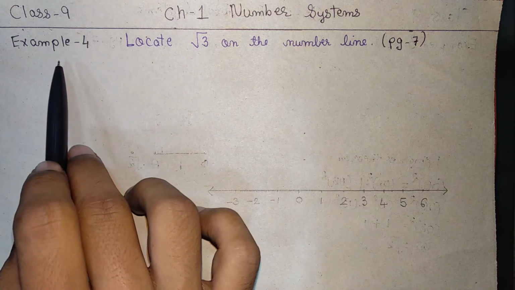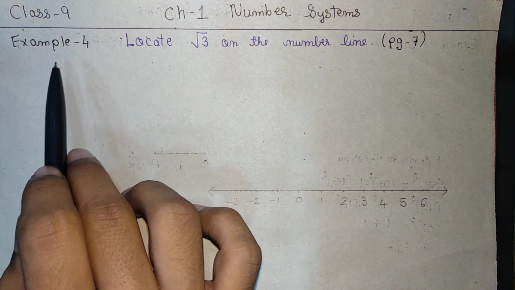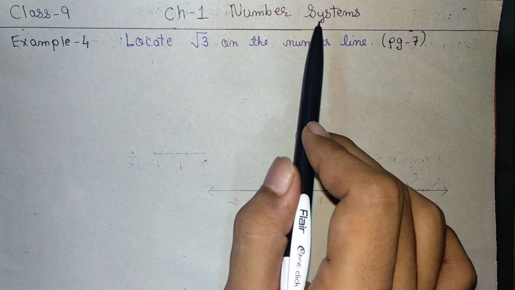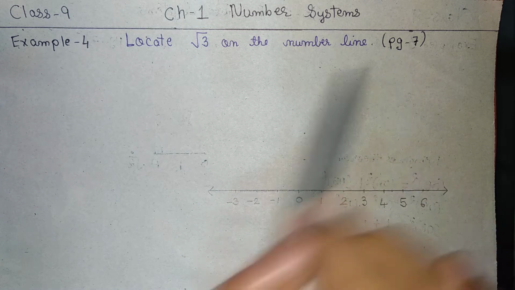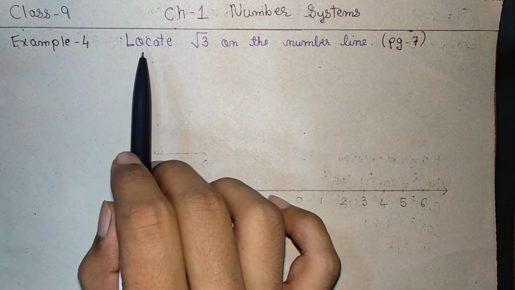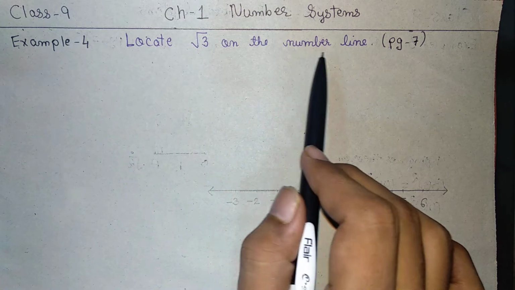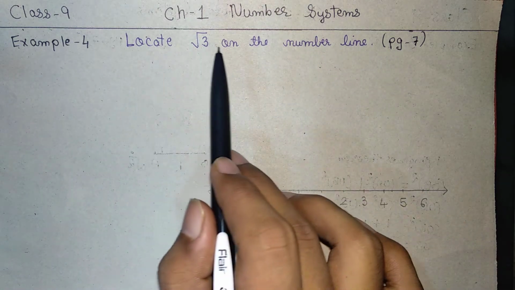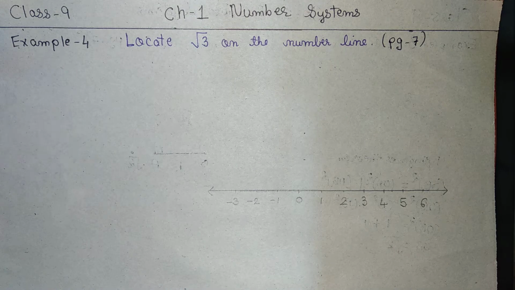Today we are going to study example 4 of chapter number 1, number systems, which is on page number 7 of your textbook. The question is, locate root 3 on the number line, and this is the number line I have already drawn. So let us start the question. How are we going to solve this?